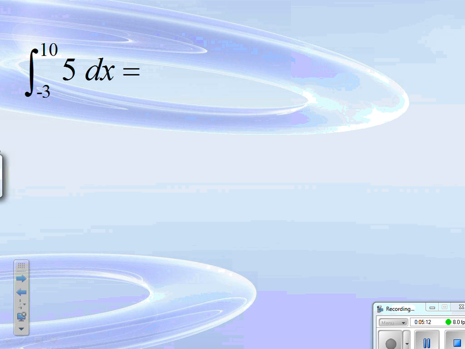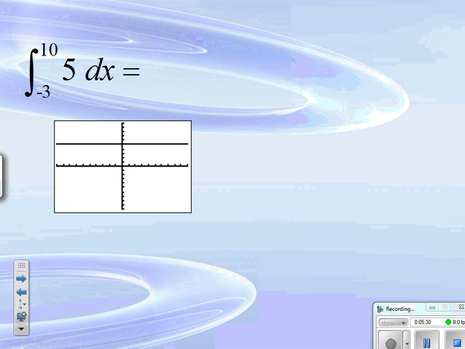So here's an example. Find the integral from -3 to 10 of 5. What shape shows up if you graph y equals 5? A line. Horizontal line. So this question is asking, find the area under the horizontal line between -3 and +10.